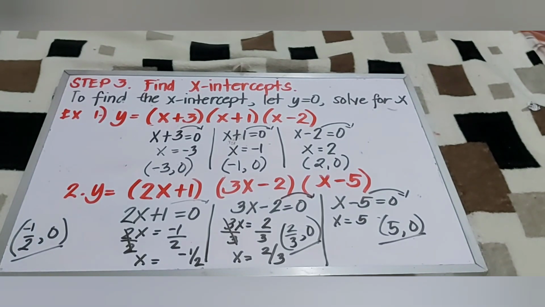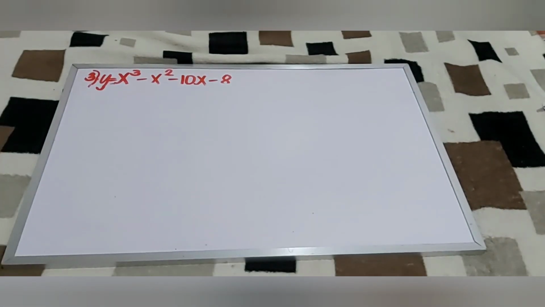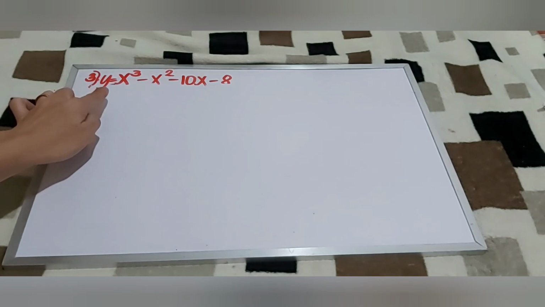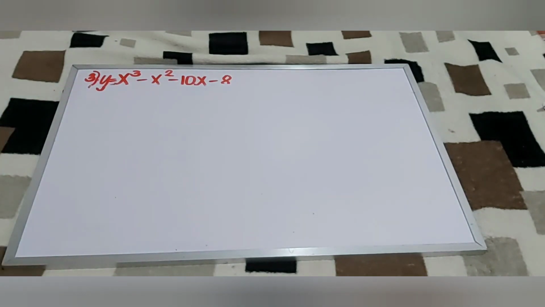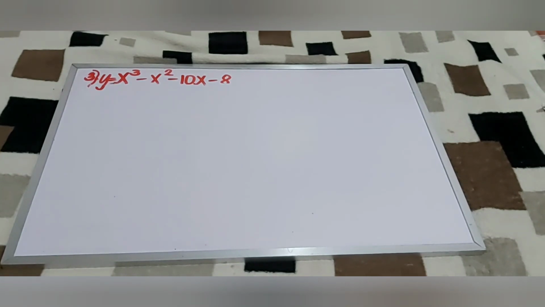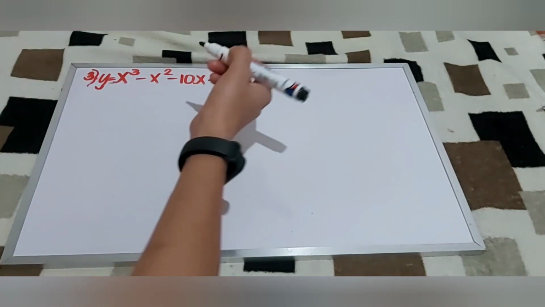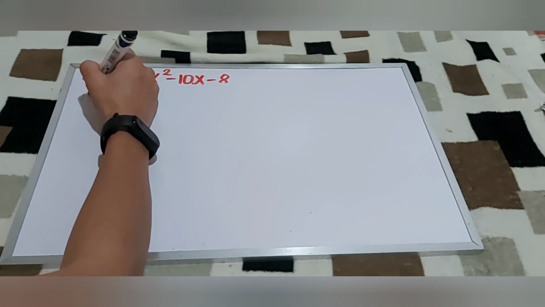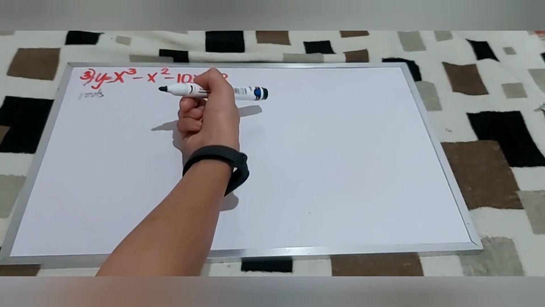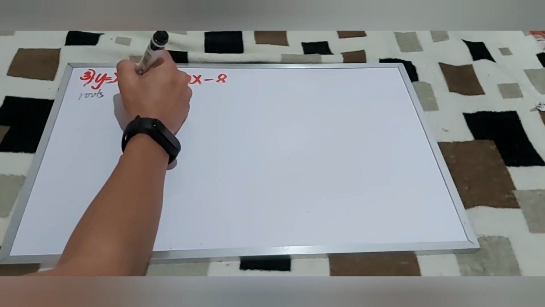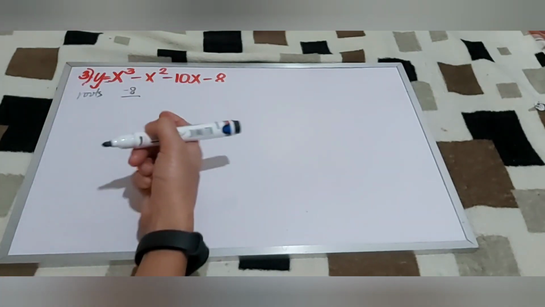Okay, let's have another example. So, this is example number 3. Y is equals to x cubed minus x squared minus 10x minus 8. In this given problem, it's written in standard form. So, it will require us to do factoring whether by grouping or by synthetic division, kung saan tayo mas nadalian. So, gagamitin natin ang synthetic division. So, ano muna ang mga possible roots? Possible roots are the ratio of the factors of the constant, negative 8, and our leading coefficient 1.